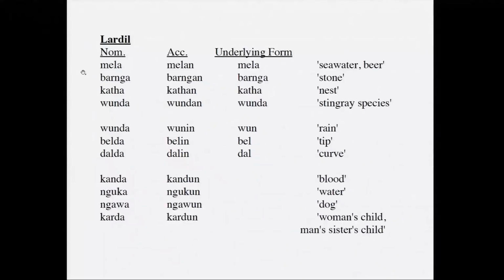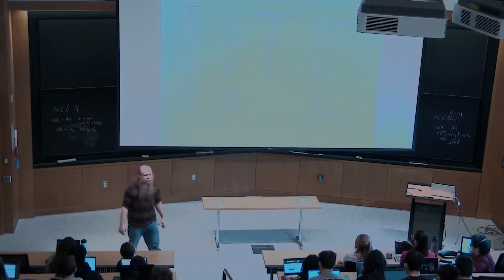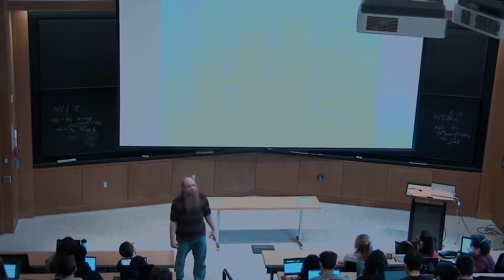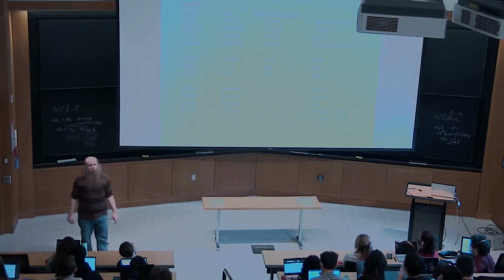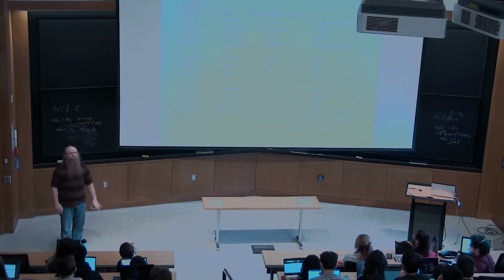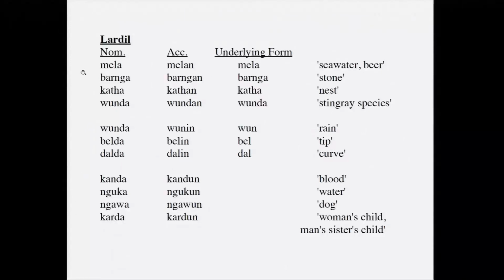I think this is the last set of Lardel data I was going to show you, if I'm remembering right. No, it's not. There are some others. Sorry. Ganda is blood. Moga is water. Ngawa is dog. And Garda is a kinship term. Lardel kinship terminology is extremely different from ours in ways that it would take a long time to explain. But kada roughly means a woman's child or a man's sister's child. No, I won't try to explain that to you. It's very interesting, but I refuse to talk about it right now.